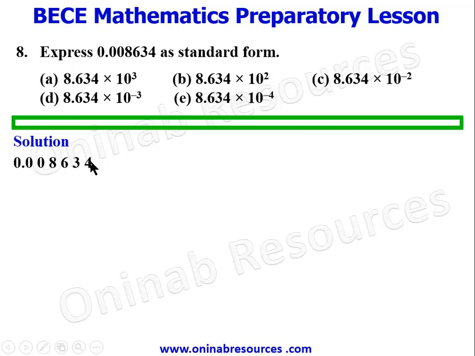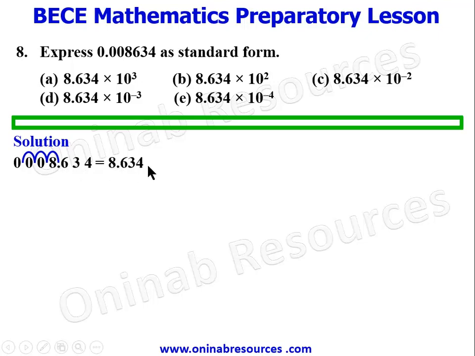Finding solution to this, we have 0.008634 in standard form. In standard form, we need a non-zero digit number before the decimal point. So that is to say, we are going to move the decimal point from this original place up till this place. So we move 1, 2, 3. We are stopping here because this is 8.634.